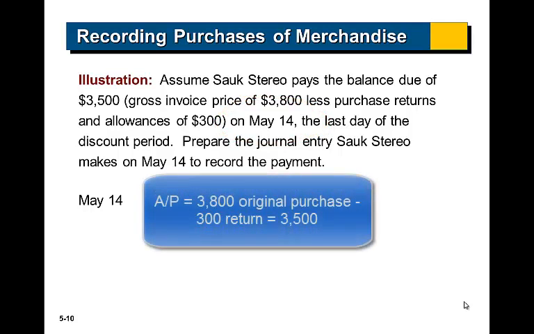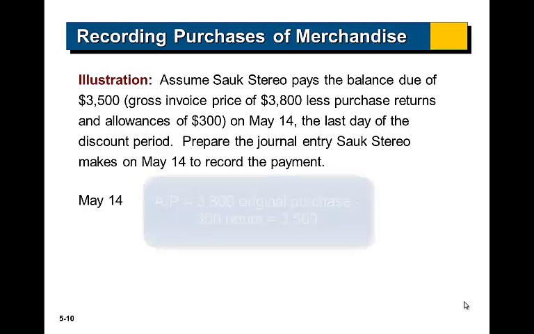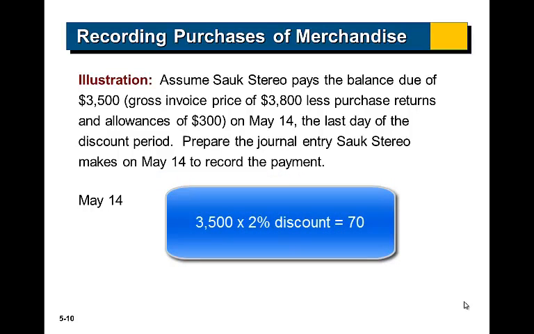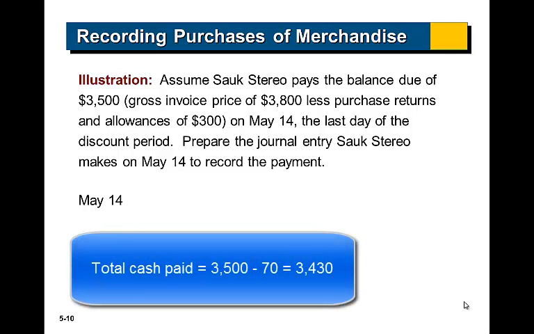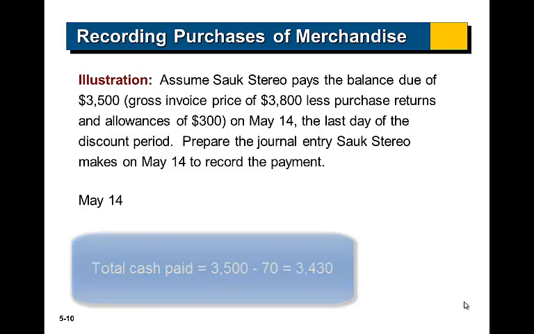The amount due to PW before any discount is the original $3,800 less the $300 return, or $3,500. We then multiply this amount by 2% to calculate our discount. When you do the math, the discount amount is $70. By paying early, SOC is getting a $70 discount. So the net amount owed after discount is $3,430. This is the amount that SOC will actually pay.